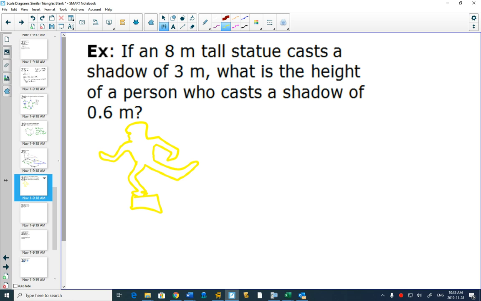I'm pretty impressed with my drawing there. Oh, that's yellow. Can you even see that? So we've got our statue, 8 meters tall. So let's label this from here to here is 8 meters. Okay, here's the sun over here. Casts a shadow on the ground 3 meters.